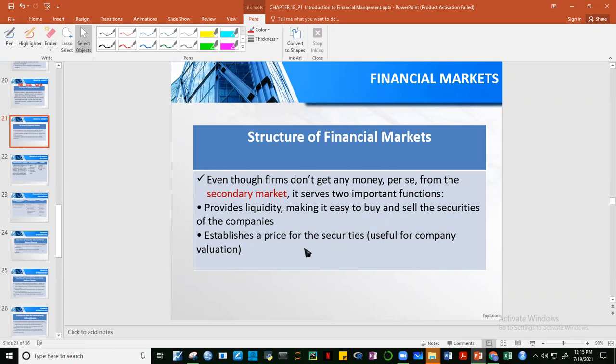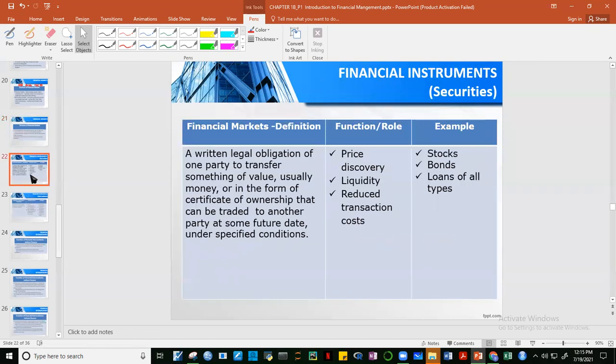Okay, so it's very important, guys, for Jollibee. It will establish a price for the security. It's useful for company valuation. Okay, we have a few more slides.